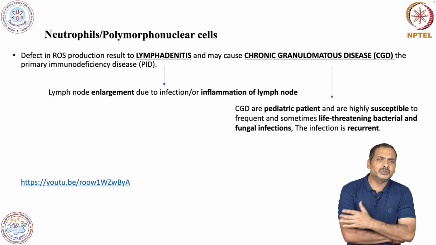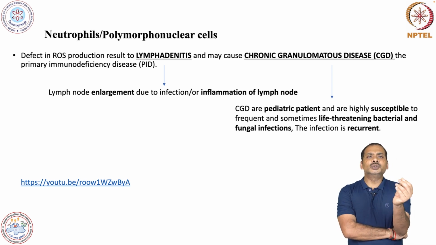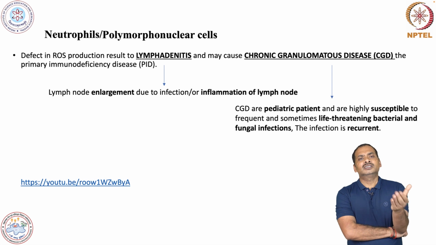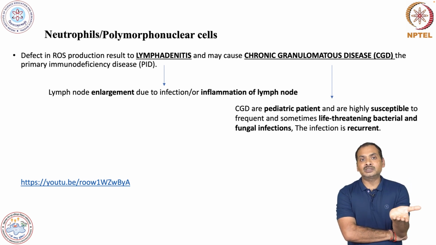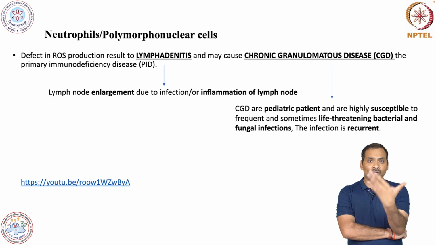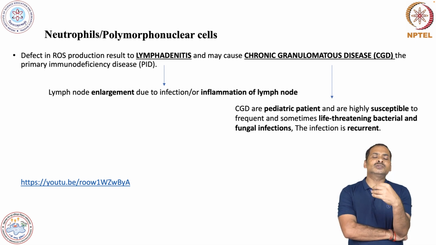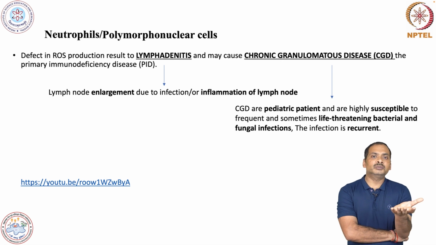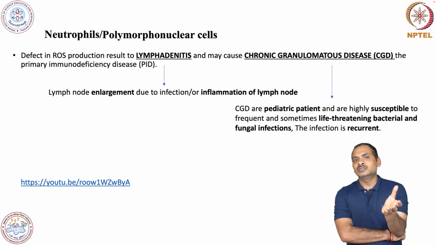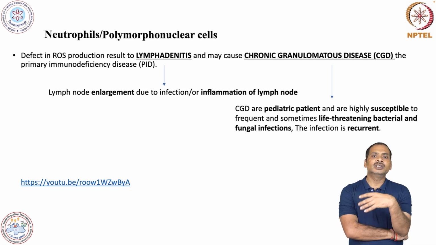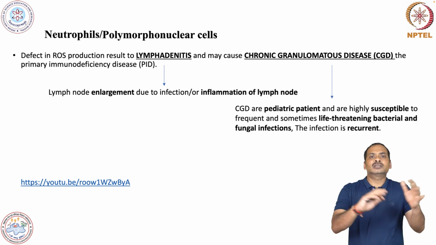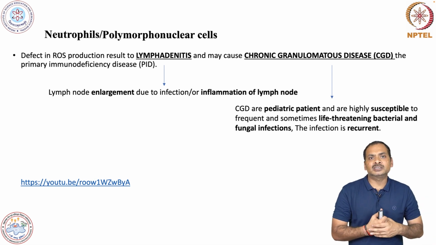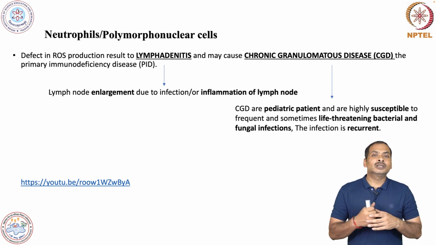And why is it common in pediatric patients? Because, due to some congenital defect, these proteins are not expressed properly. The subunits of NADPH oxidase are not expressed properly. That is why they are not in the correct conformation and they cannot make reactive oxygen species, and that results in the accumulation of pathogens. So all these things cause a very severe disease, a primary immunodeficiency disease, and in this disease the kids suffer a lot.